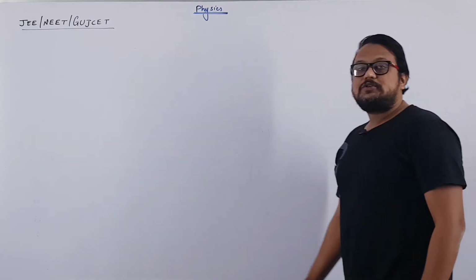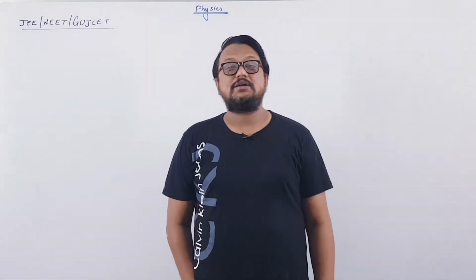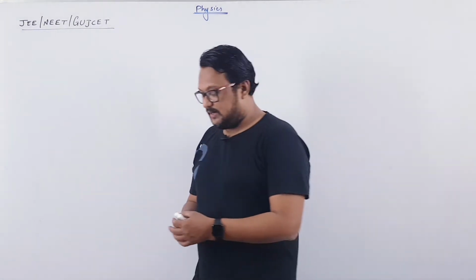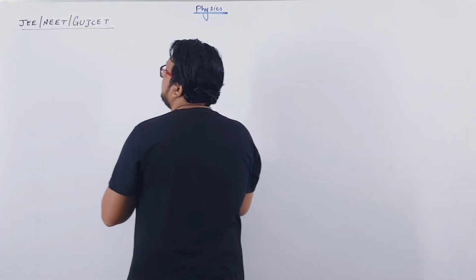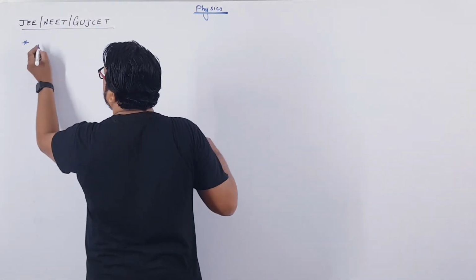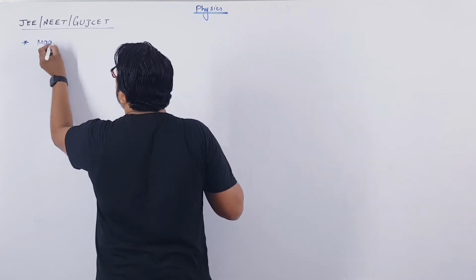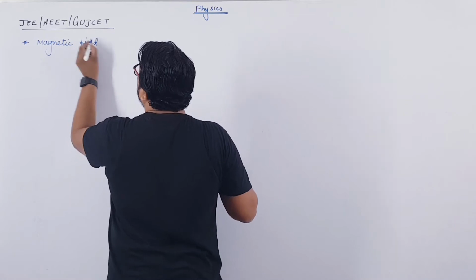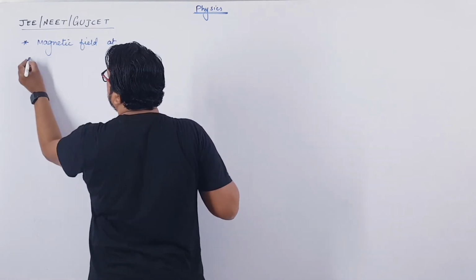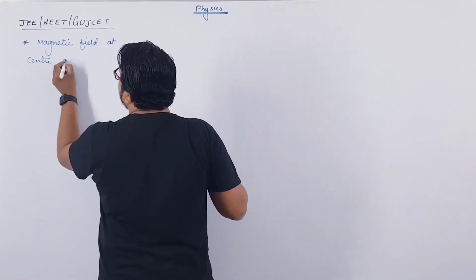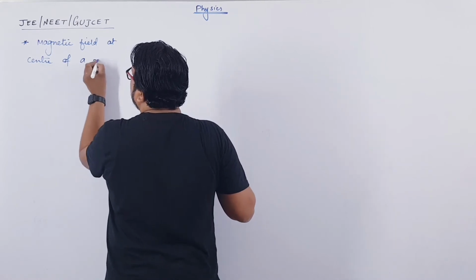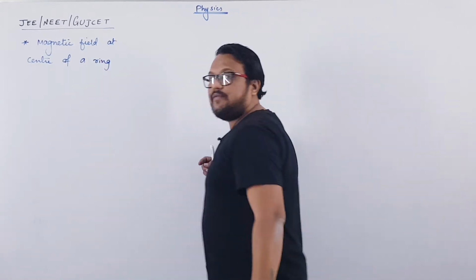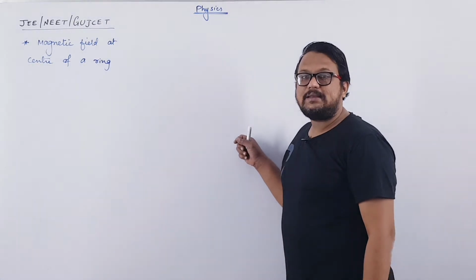Now next is, suppose we want to find the magnetic field at the center of an arc. Let us consider an arc. But before that, let me write this. Magnetic field at the center of a current carrying ring. Magnetic field at the center of the current carrying ring.